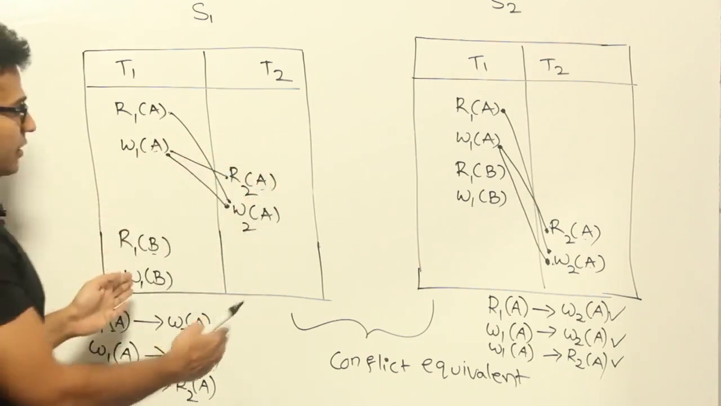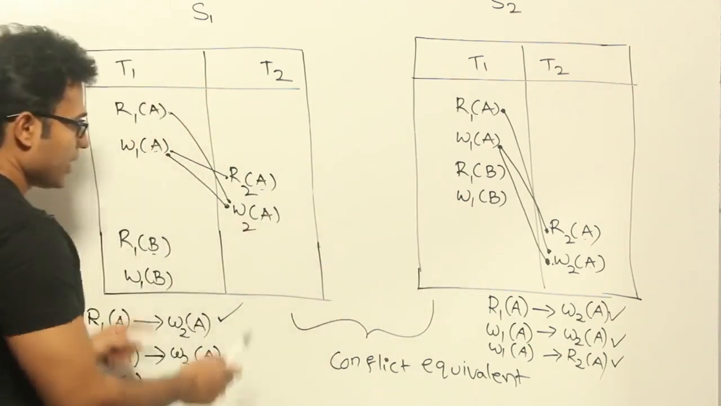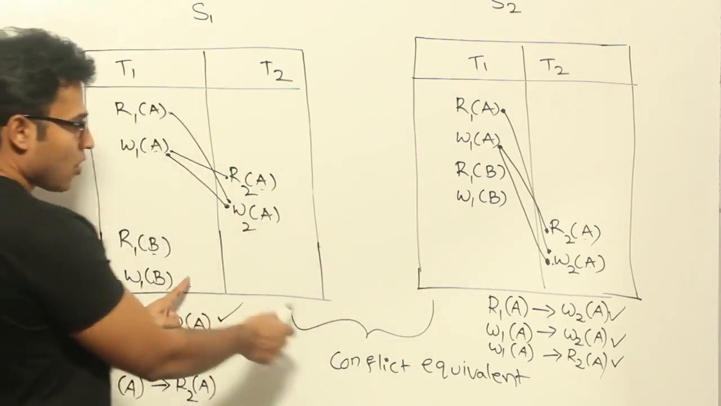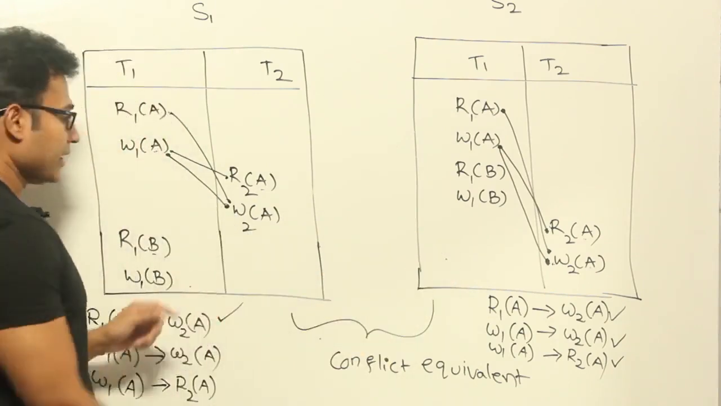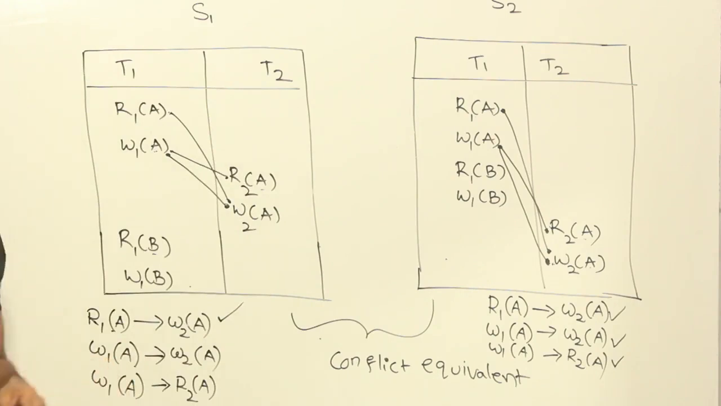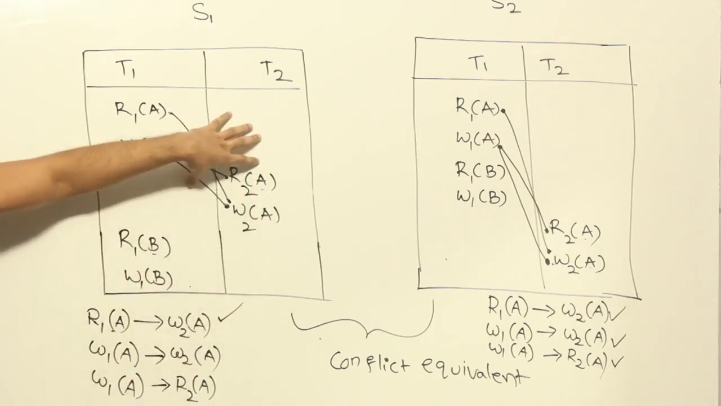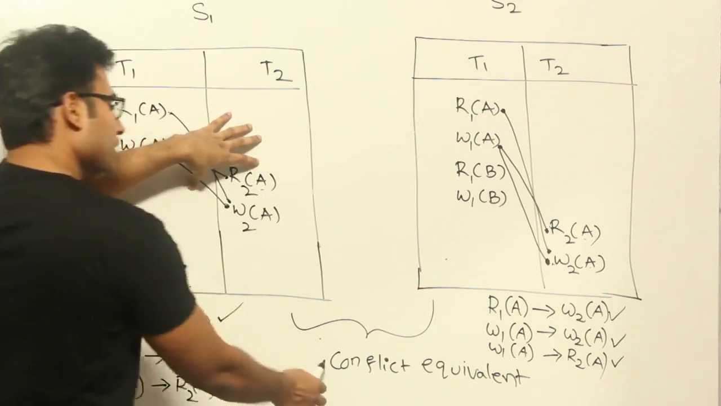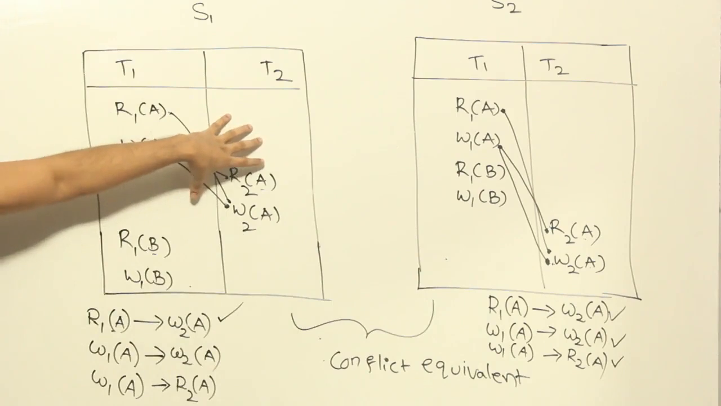Now if you compare it, this is a non-serial schedule and this is a serial schedule. Now a non-serial schedule is conflict equivalent to a serial schedule. Got it? That is why this non-serial schedule will now become conflict serializable. So what is this one called? This schedule is conflict serializable because it is conflict equivalent to a serial schedule. Got it? And it is an important property.